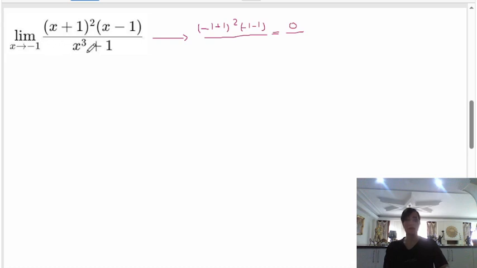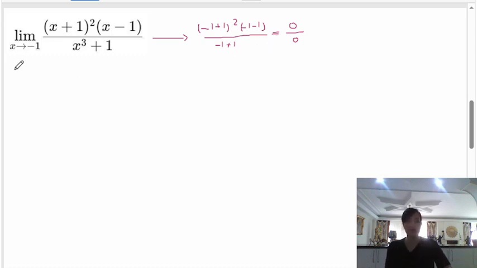As I said, I put -1 to the power of 3, which gives me -1, plus 1. Again, my answer for the denominator would be 0. So the indeterminacy is of the form 0 over 0. Now I have to eliminate the factor that makes the numerator and denominator 0. The factor is x plus 1.